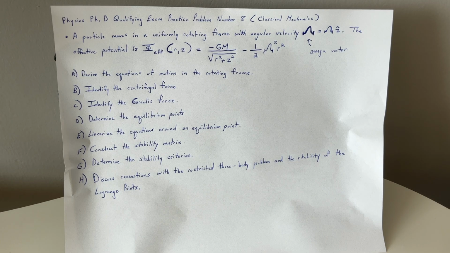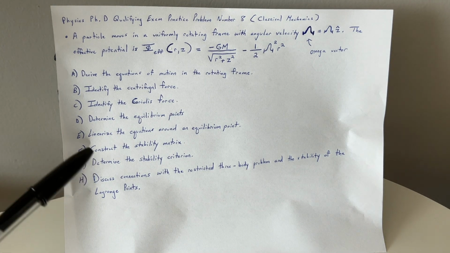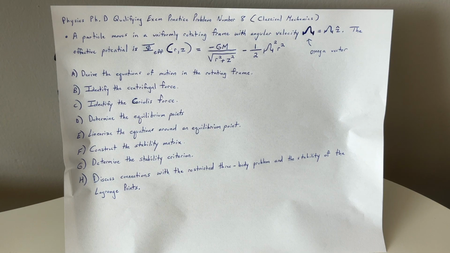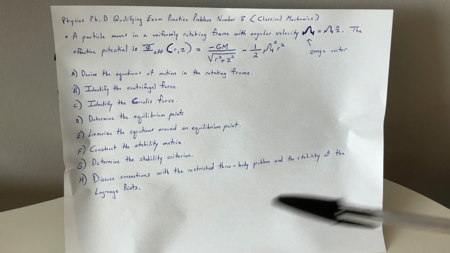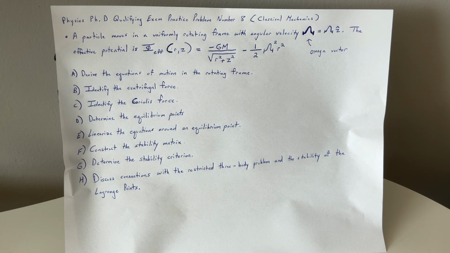Part B, identify the centrifugal force. Identify the Coriolis force. Part C. For Part D, determine the equilibrium points. For Part E, linearize the equations around an equilibrium point. Part F, construct the stability matrix. Part G, determine the stability criterion. And Part H, discuss connections with the restricted three-body problem and the stability of the Lagrange points.